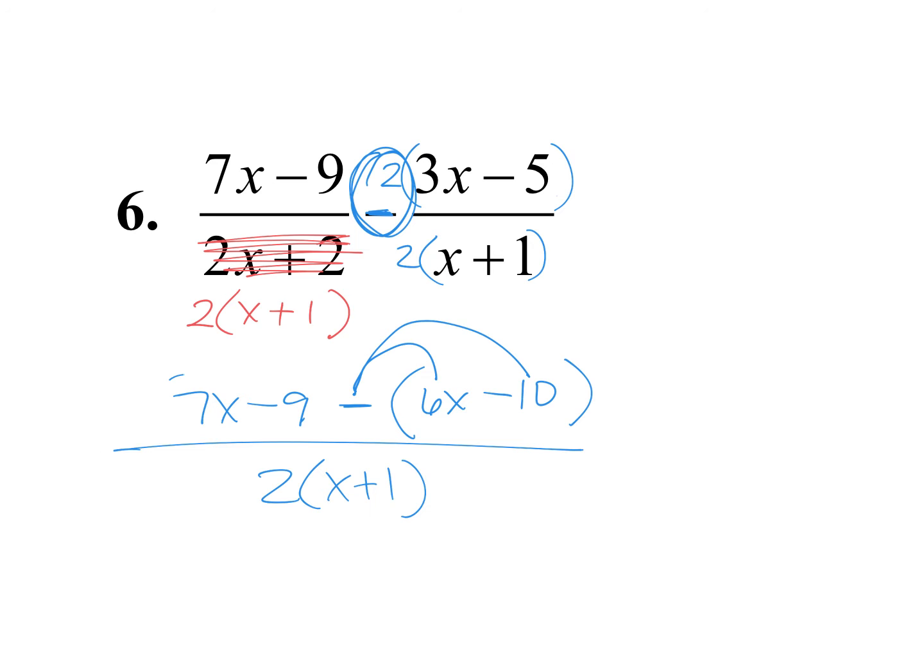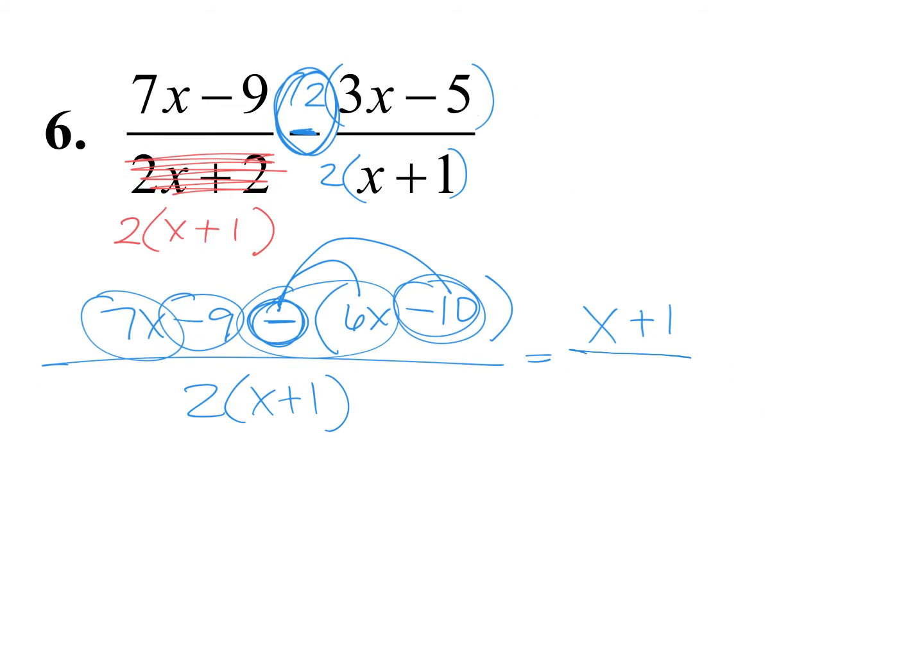So now simplify. 7x minus 6x is just x. Negative 9 minus a negative 10 is negative 9 plus 10. So that's x plus 1. And that's over 2 times x plus 1. What's your answer? 1/2, right? You can slash that away. Those are common factors. 1 over 2 is all you would be left with.